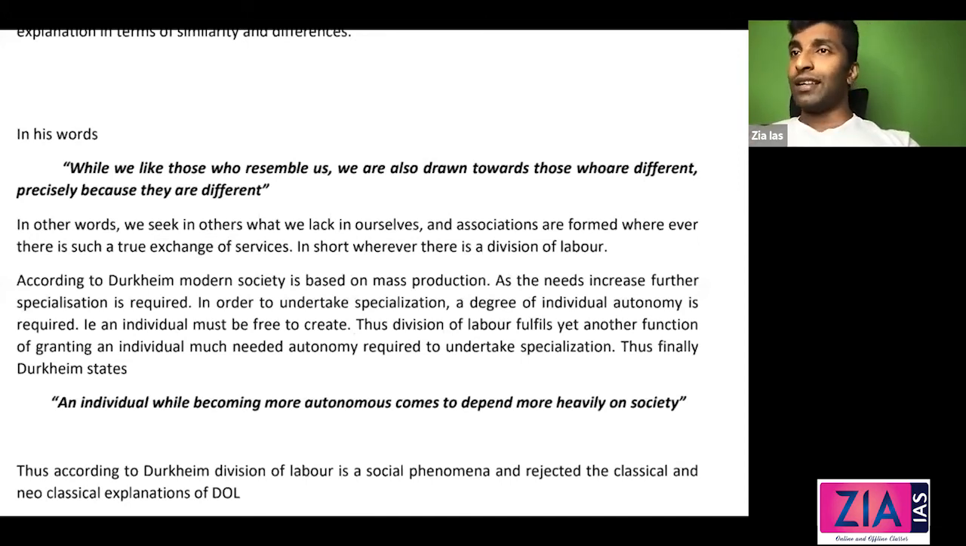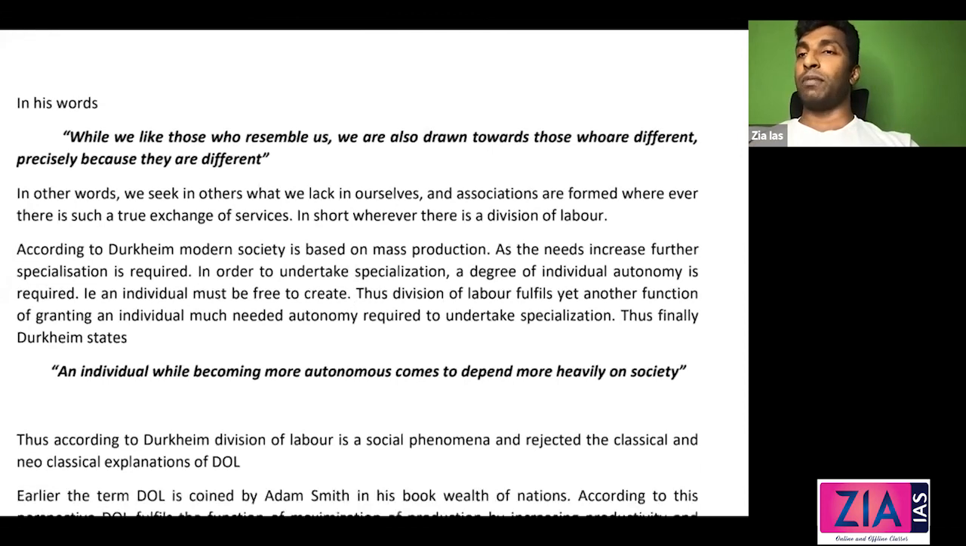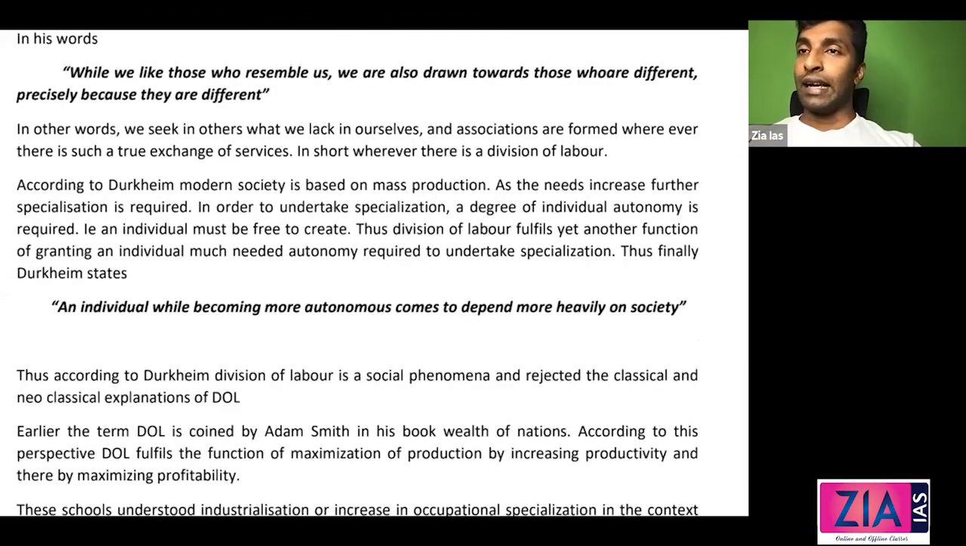We are always connected with other people who are different, because they have something different to offer to you. In other words, we seek in others what we lack in ourselves, and associations are formed wherever there is a true exchange of services. In short, wherever there is a division of labor. So we all are connected here again for the same reason. You don't know sociology, so you depend on me for that, right?